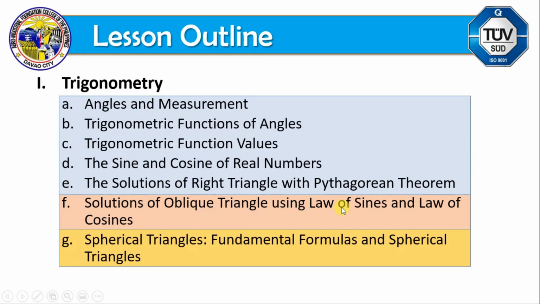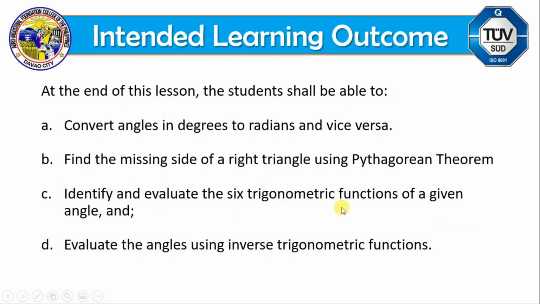Without further ado, let's go to the intended learning outcomes for this first lesson. Again, there are three major lessons for trigonometry, and this is the first. At the end of this lesson, the student shall be able to convert angles in degrees to radians and vice versa. If we are given an angle in degrees, we convert it into radian measurement, or the other way around: given an angle in radian measurement, we convert it into degree measurement.